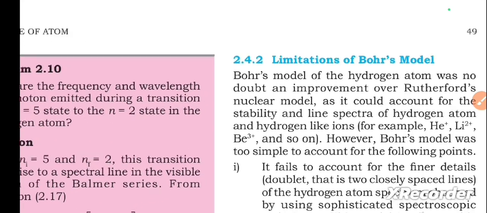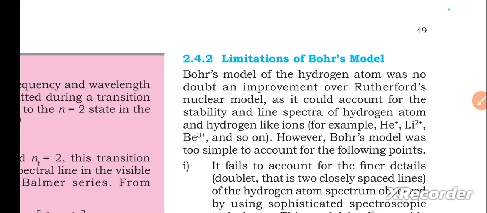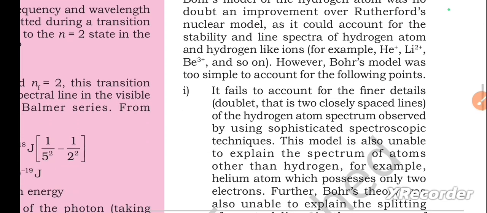Next is limitations of Bohr's model. Bohr's model of the hydrogen atom was no doubt an improvement over Rutherford's nuclear model, as it could account for the stability and line spectra of hydrogen atom and hydrogen-like ions, for example, He+, Li2+, Be3+ and so on. However, Bohr's model was too simple to account for the following points.